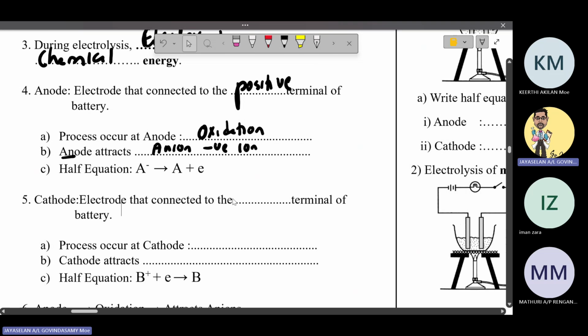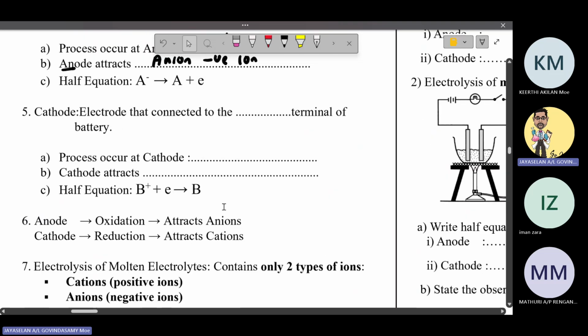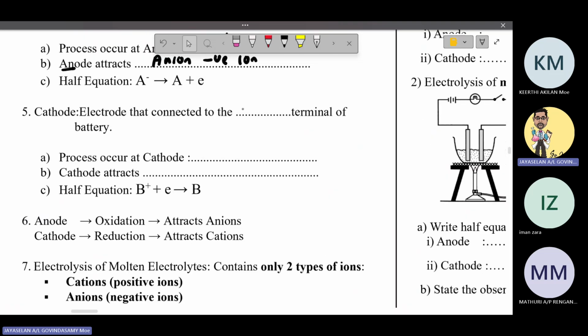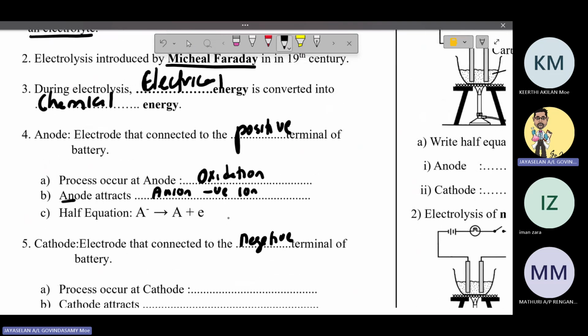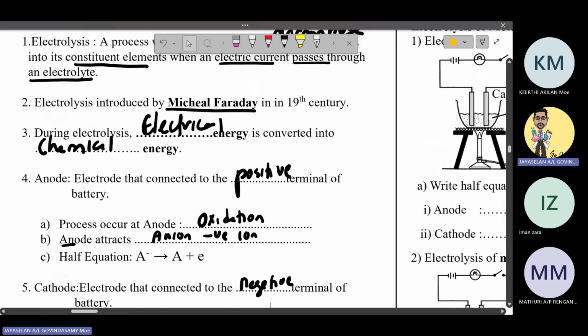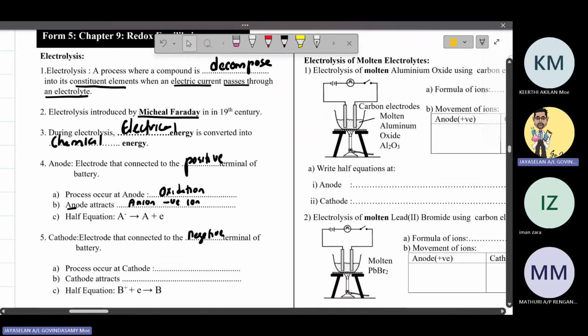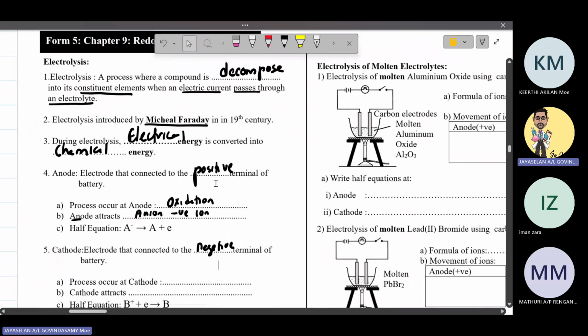Okay, can? Okay, now we go for cathode. Cathode is the electrode that connected to the, okay, what terminal? Negative terminal of the battery. Okay, y'all copy down this. If finish, one person angkat tangan.